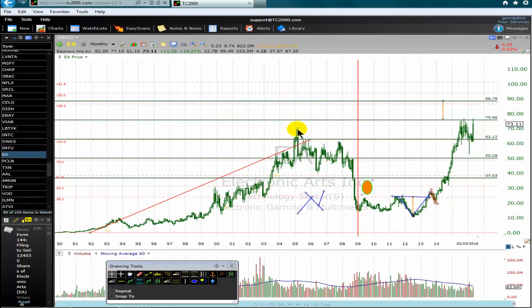If you play computer games, I recommend that you use Electronic Arts. Beautiful games, all right? Amazing, all right? So here it is, and you can see that it was a bullish trend and a correction.